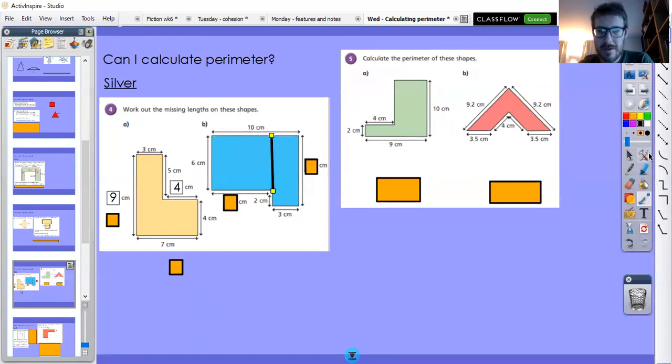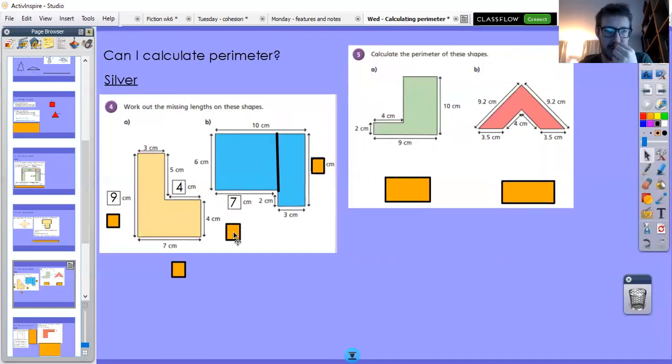So you've got to take away the 3, and that will give you 7 centimeters. And this length here, it's the 6 plus this 2 down here to give you 8 centimeters.